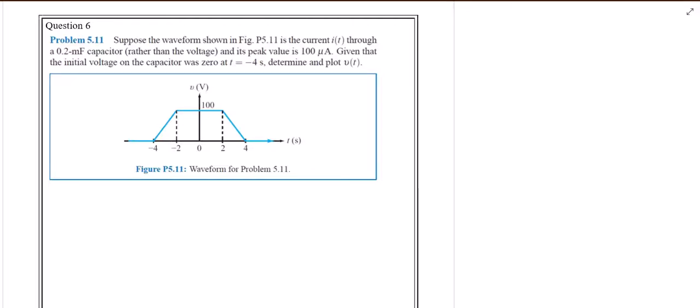Here we have a graph, and the problem tells us to assume that it's the current and not the voltage as shown in the original graph, and that the peak value is 100 microamps. So that value is 100 microamps. And we have a 0.2 millifarad capacitor, and we were told the initial voltage on the capacitor is 0 at time t equals -4 seconds, and we're supposed to determine and plot V of t.